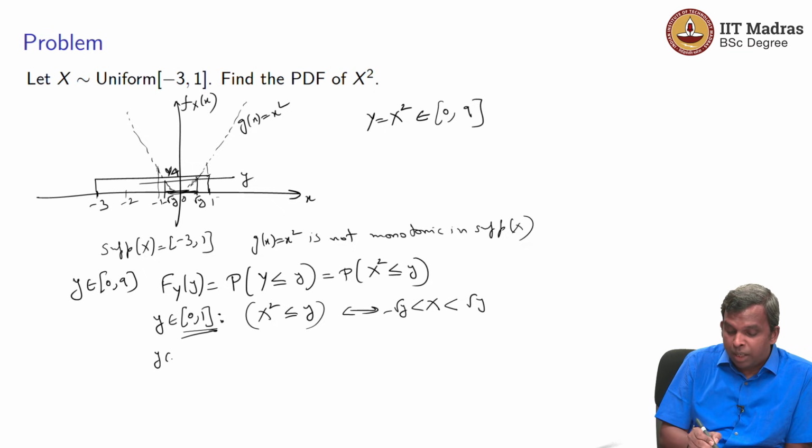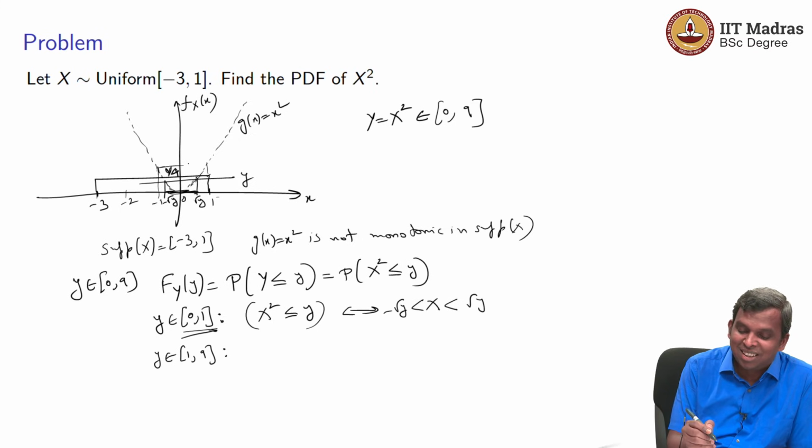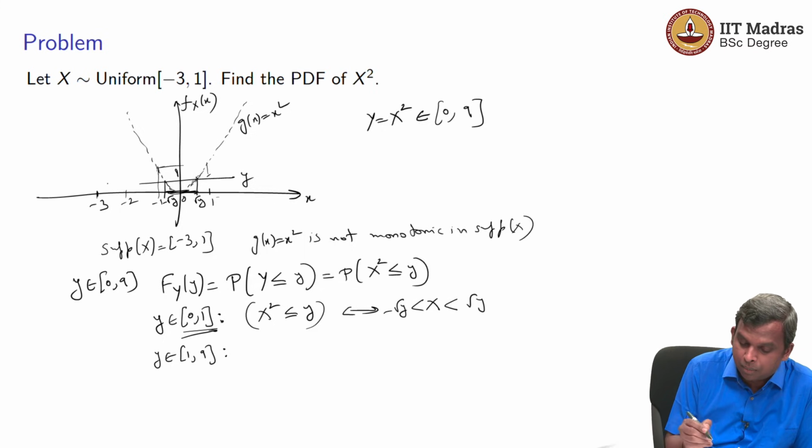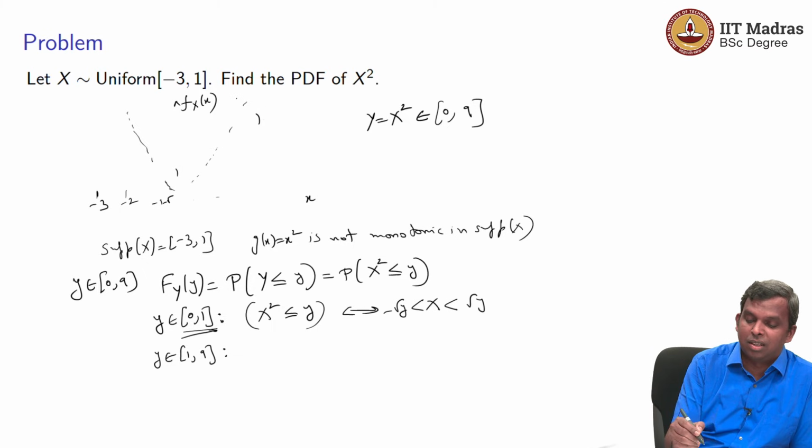Now on the other hand, if y is between 1 and 9, notice what happens. If y goes above 1, so for minus 1, this is 1. My picture is so badly out of scale. Forget about this. Let me redraw this picture, I should draw a good picture.